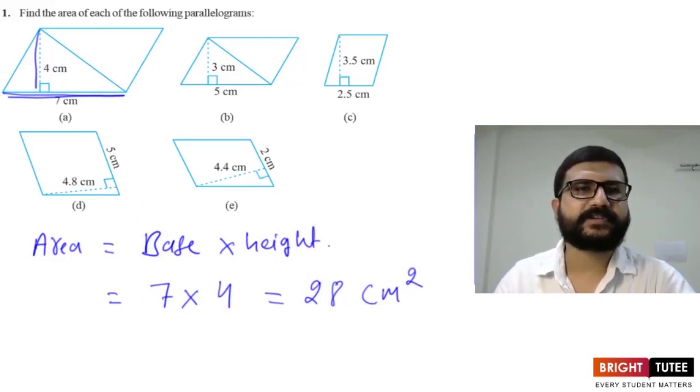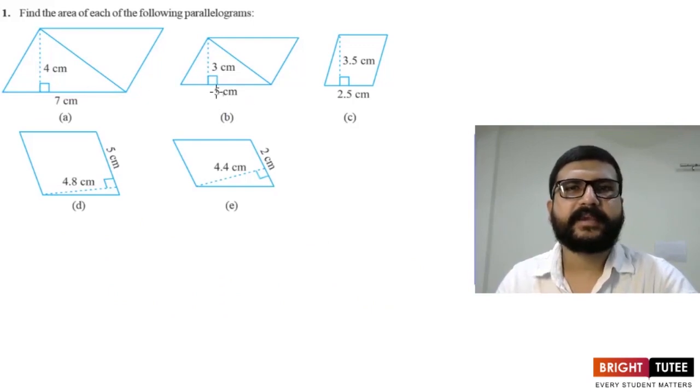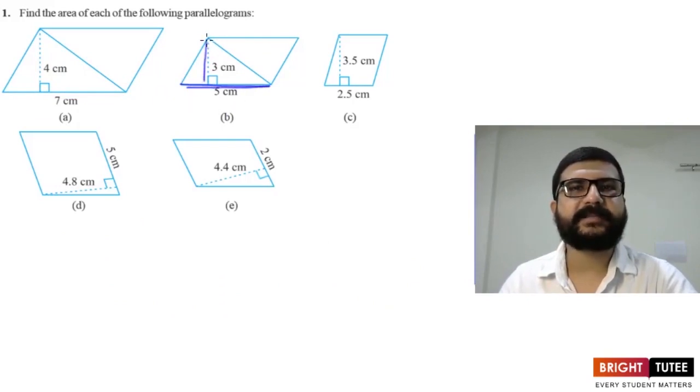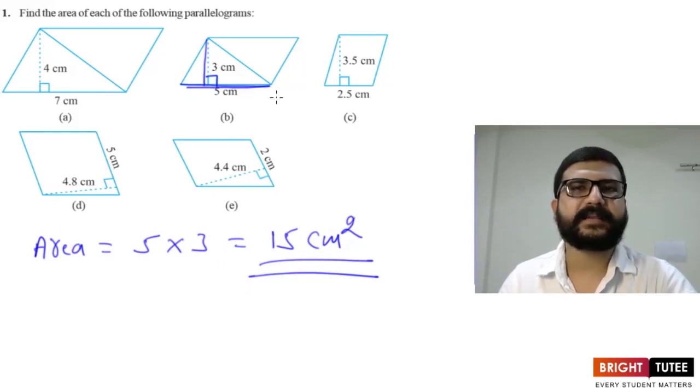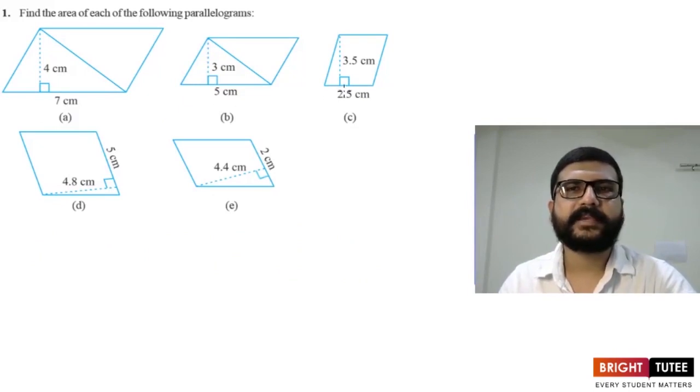Now let's see the B part of the question. Here we have to find the area of this parallelogram. So let's consider this side as the base, which is 5 centimeters. Then the height will be 3 centimeters. So the area will be equal to 5 into 3, which is equal to 15 square centimeters. So this will be the area of the second parallelogram. Now let's see the third one. Here we consider this side as the base of the parallelogram, and this will be the height. So the base is 2.5 and the height is 3.5.